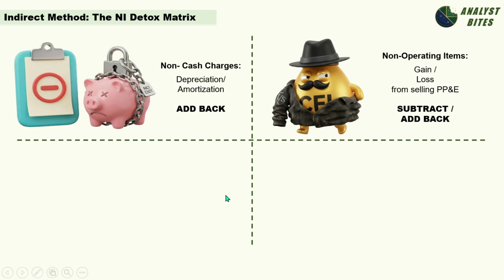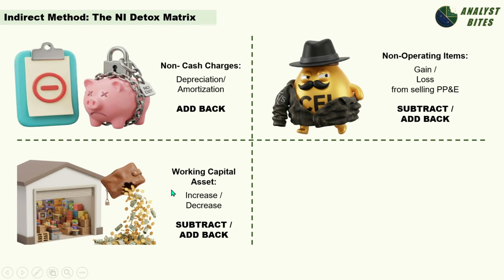For number 3 and 4, we need to understand the accrual illusion. Net income does not equal cash received. Because of accrual accounting, revenues and expenses are recorded regardless of when cash actually changes hands. This timing difference creates a gap between net income and the CFO. Let's look at number 3, working capital assets, like inventory.